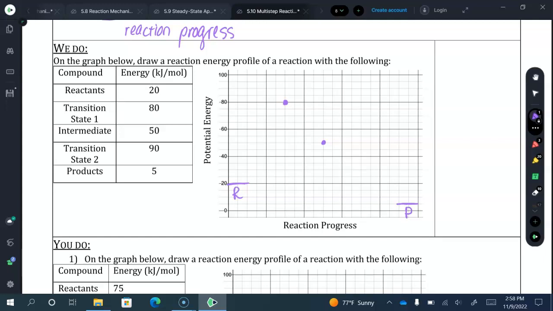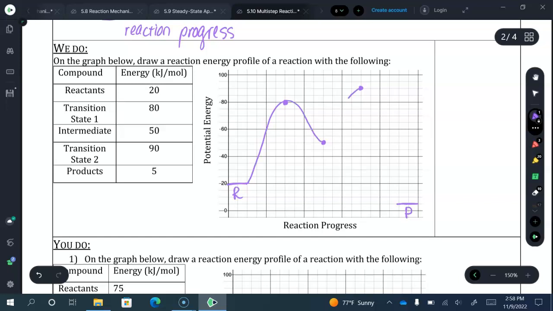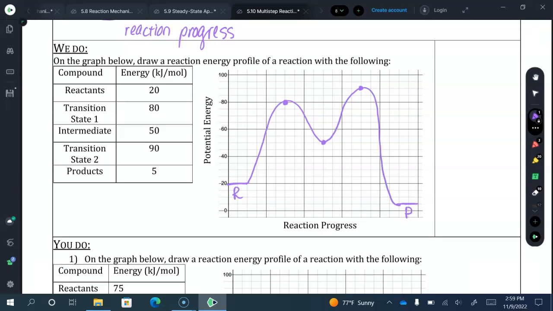And then transition state 2 is at 90. So I'm going to put it, I guess, here. This looks like this is 90, and I'm making progress. And now I connect the dots. Making sure I show 2 hills for a 2-step reaction. And this is all you would do.